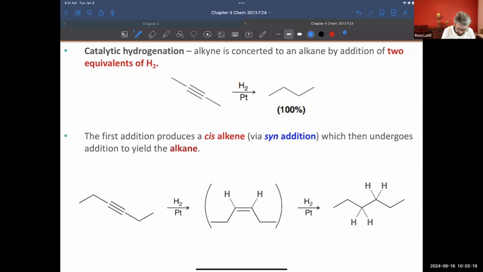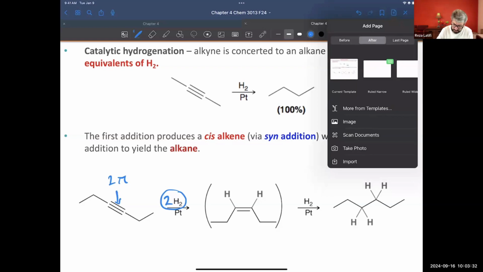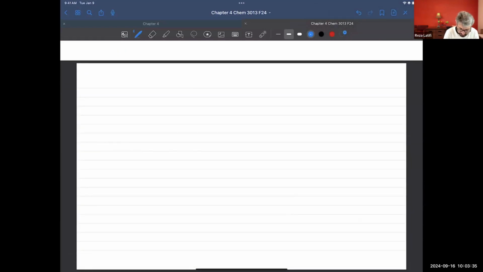And how many pi bonds? Here I have 2 pi bonds. That means I need 2 moles of hydrogen gas to saturate it. So I need 2 moles, okay? For each pi bond, 1 mole of hydrogen. And again, I said there is no selectivity.